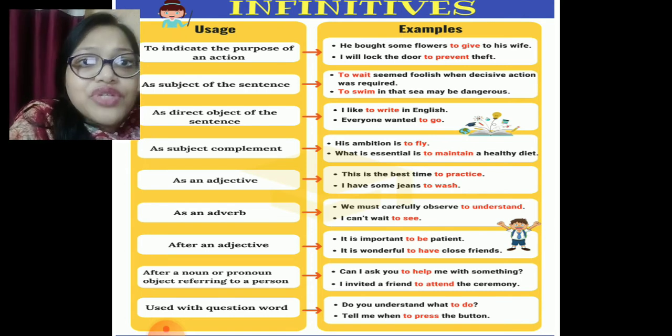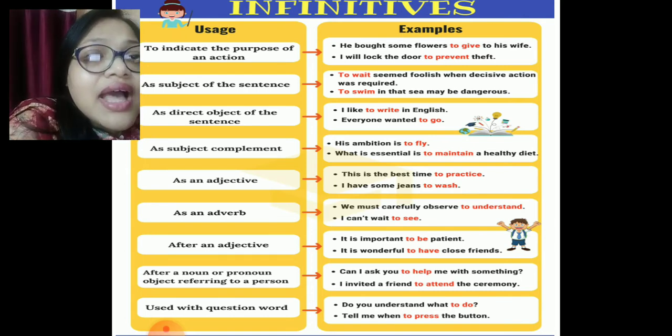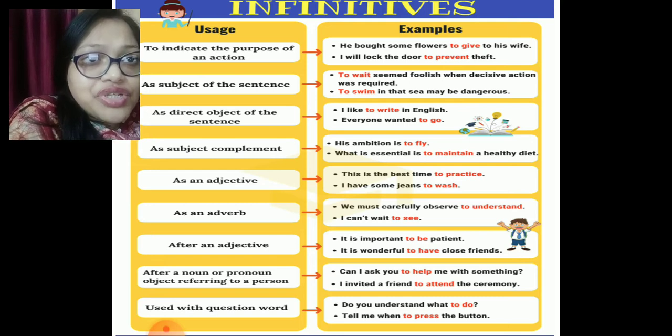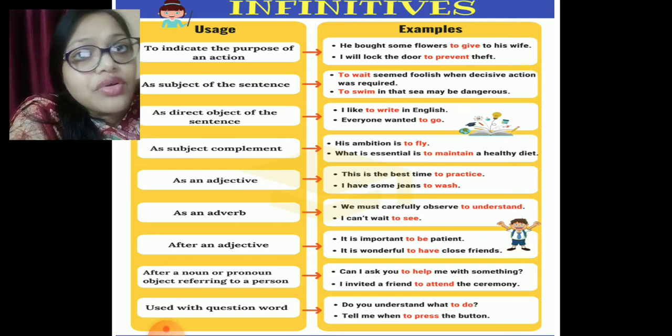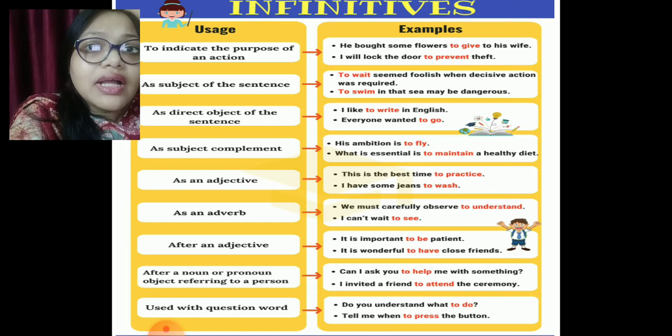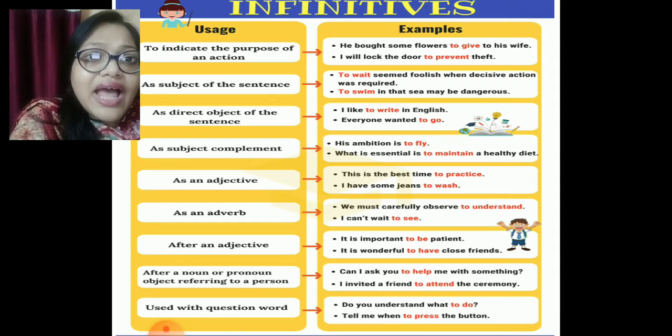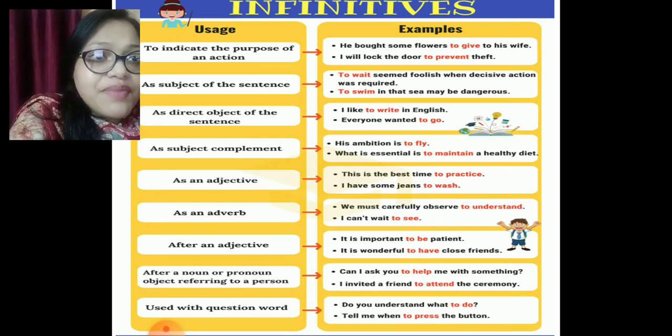As a direct object of the sentence: I like to write English. Everyone wanted to go. As a subject complement: his ambition is to fly. What is essential is to maintain a healthy diet. As an adjective: this is the best time to practice. I have some jeans to wash.